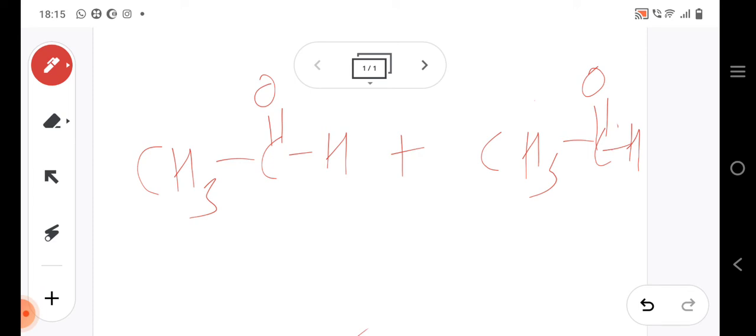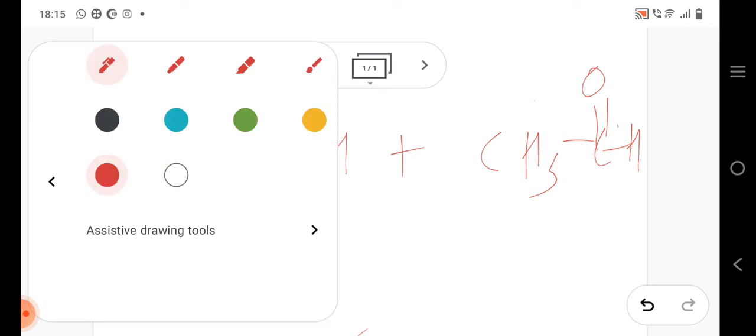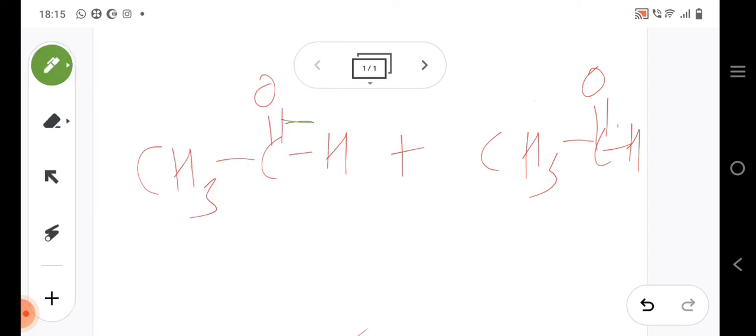The most important step that you have to learn is a very simple one. You have to break the double bond of one compound and you have to remove H from the other compound. See how. If I break this double bond, this oxygen will get a negative charge and the carbon will get a positive charge. Now we have negative and positive.